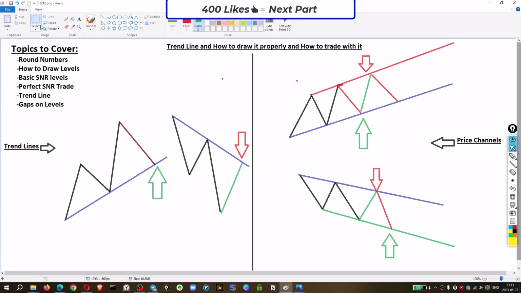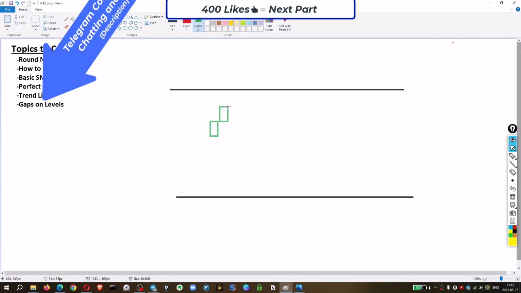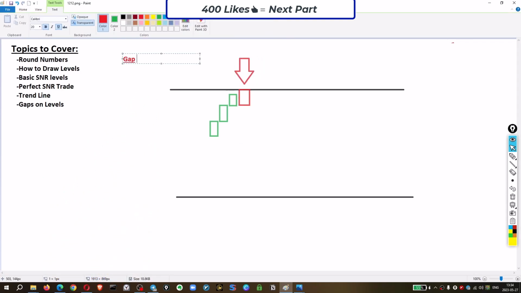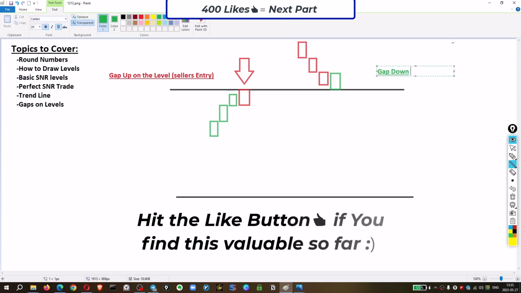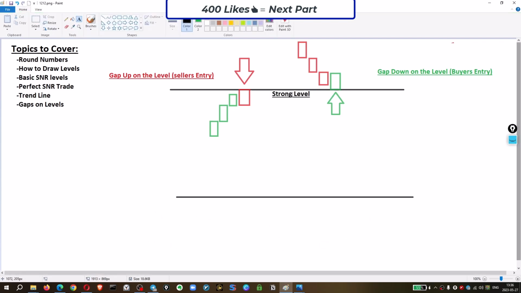Okay, I'm deleting all of them because I want to draw something about gaps. Okay, so this is the first type of gaps: gap up and gap down to the level.